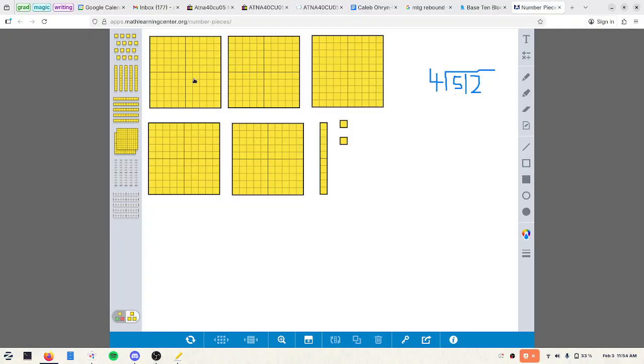Here I have directly modeled, built with base 10 blocks, 512. Let's just double check that. We have 100, 200, 300, 400, 500, 510, 511, 512. So when doing long division, we start with our largest place value, and in this case that is our 100s place. And so we ask ourselves, how many times can 4 go into 5?